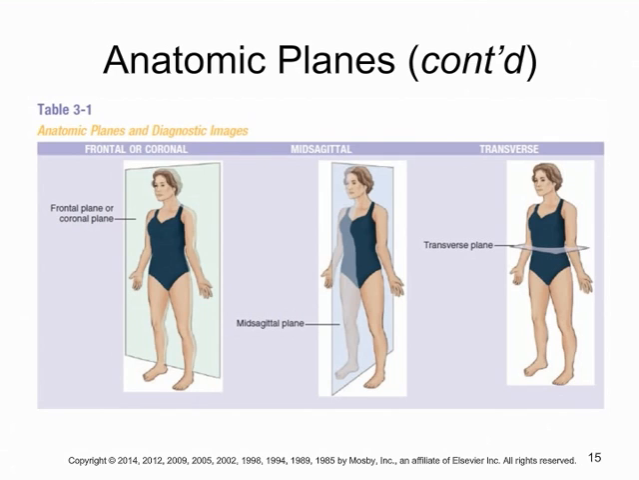The last one is transverse. So this is if you cut the body and you have a top and bottom half, or superior and inferior halves. And this can happen anywhere along the vertical line of the body.